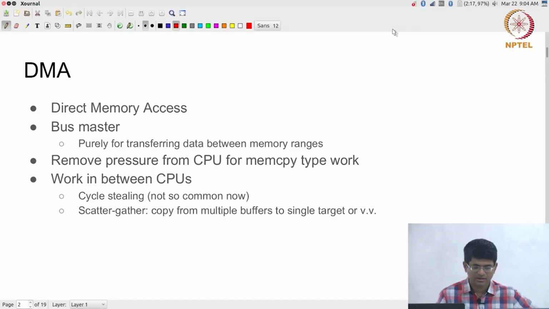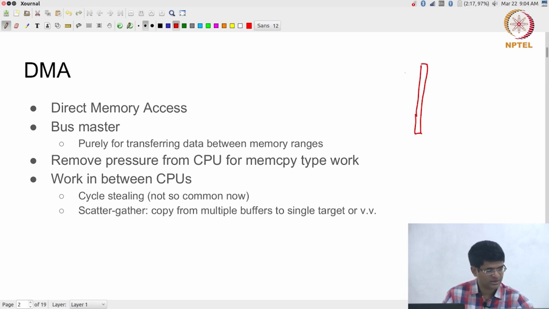Alright, so one aspect of bus architectures that we need to understand better is the concept of DMA, direct memory access, right? Now, why do we need DMA? The basic idea is that in any given system, normally the structure that you have looks something like this. You have a bus, you have multiple masters connected to it. Typically, those masters would be CPUs. There is also some memory, and there are peripherals.